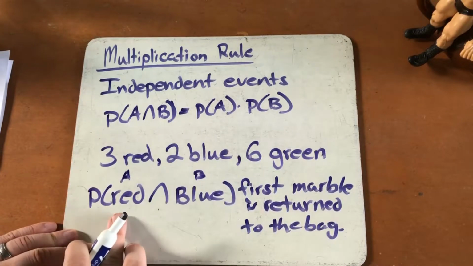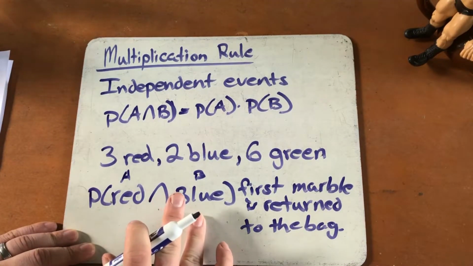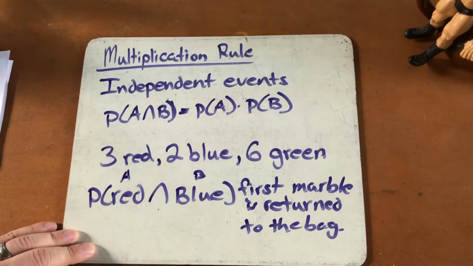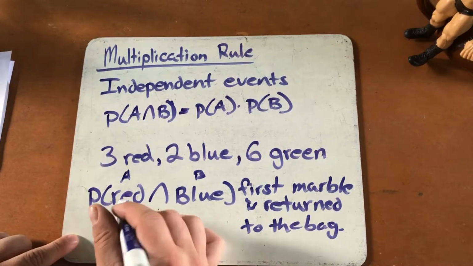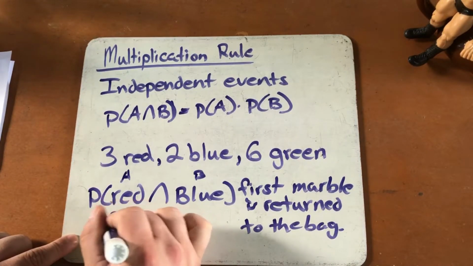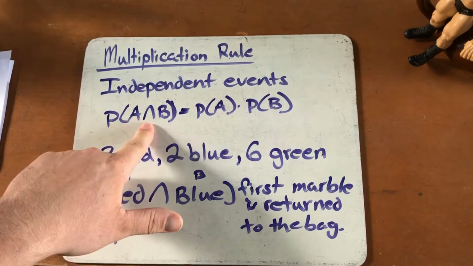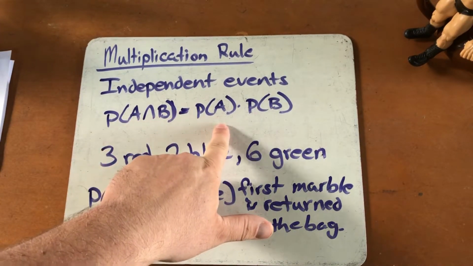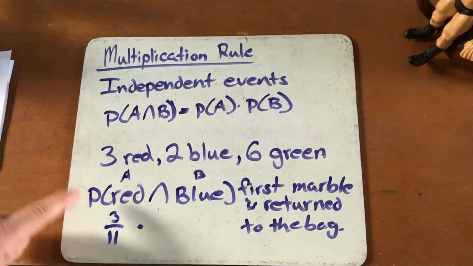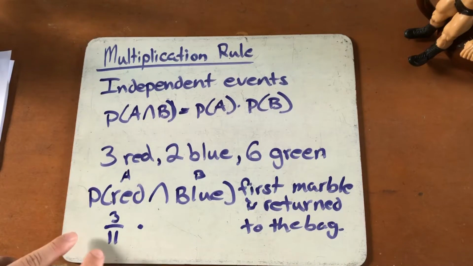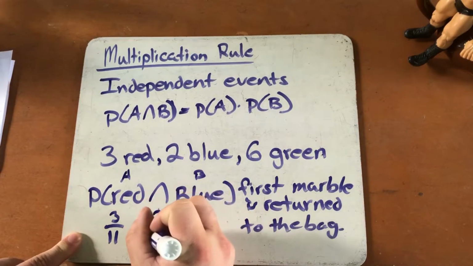To find the probability of drawing a red marble and also a blue marble, we need to find the probability of red. Notice in this case, we were drawing 2 marbles. The probability of drawing a red marble is 3 out of 11, because the intersection of A and B is equal to the probability of A times the probability of B if the events are independent. In this case, we said they were. So 3 out of 11, and the probability of choosing a blue marble would be 2 out of 11.